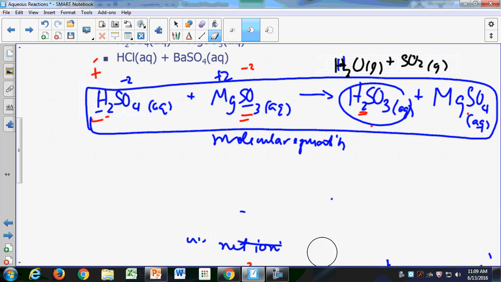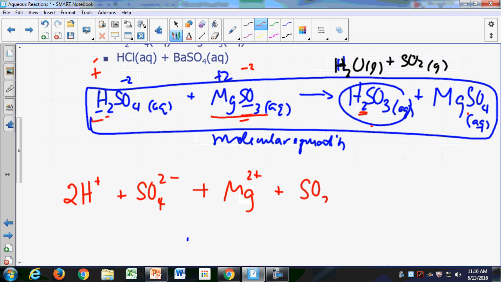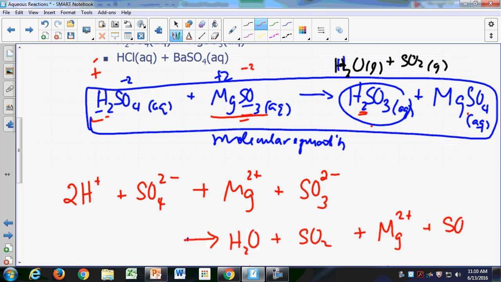Now, let's write the ionic equation. You have sulfuric acid, a strong acid, so I write it separately, 2H plus and a sulfate ion. Magnesium sulfide is an ionic compound in aqueous solution, so I separate them as Mg plus 2 and sulfide, which is -2. My product, H2SO3, or I can write it as H2O liquid plus SO2 gas. Those are molecular compounds. Write them as is.